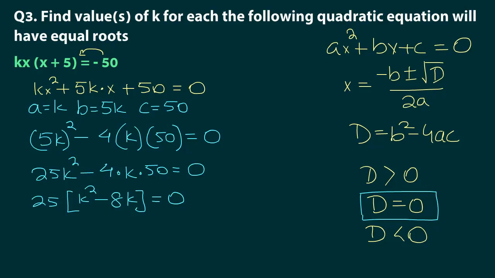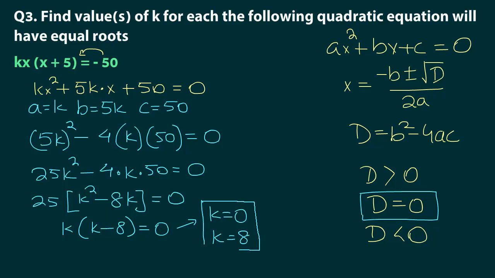So now 25 is obviously not equal to 0. That means this term has to be equal to 0. So we can take k common and we'll have k times k minus 8 equal to 0. So from here, the product of two terms is 0, so we know that k can be equal to 0, or if k minus 8 is 0, then k equals 8. So these are two potential values of k.